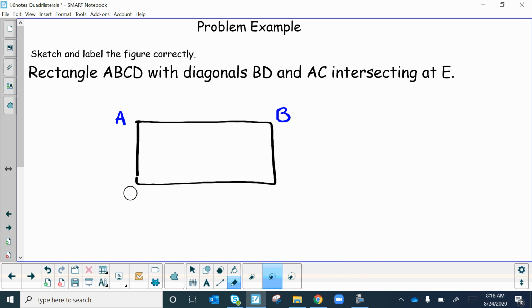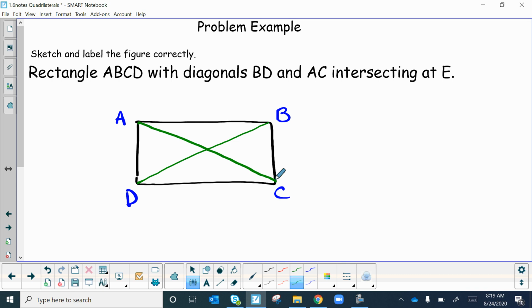That would be incorrect. So let me mark it correctly: A, B, C, D. And it has diagonals BD and AC, so I just need to connect those two. I'm going to connect B to D, A to C. And then it says they have to intersect at E, so you want to label that point E. And that's it. You're done, right?